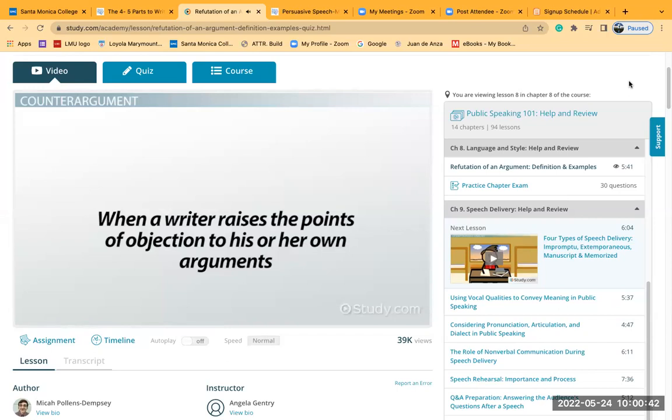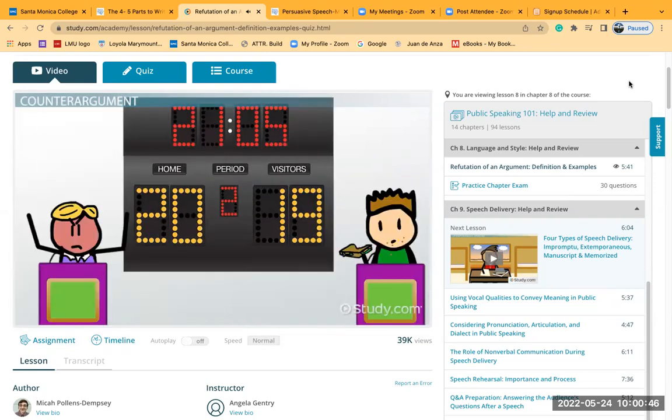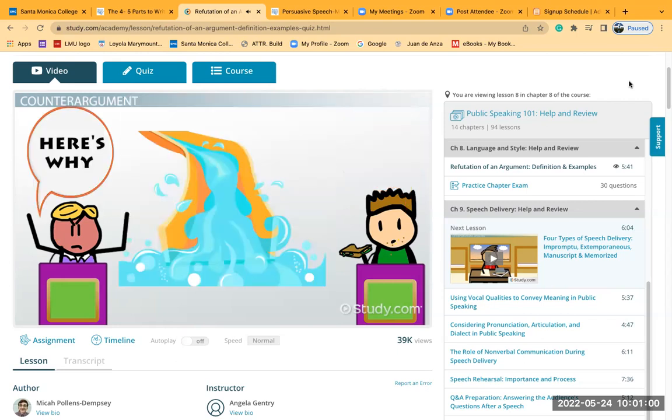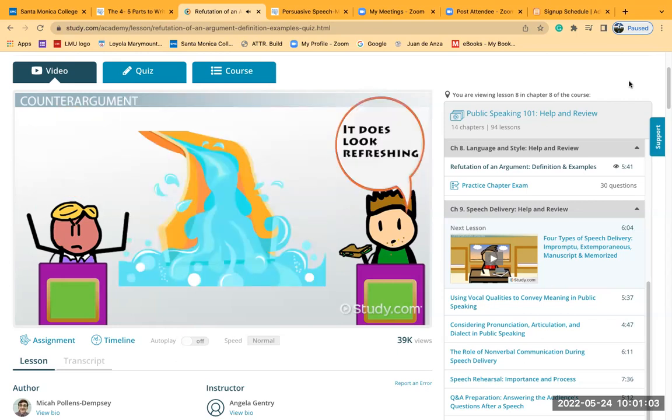When a writer raises the points of objection to his or her own arguments in the context of a paper, we call it a counter-argument. A counter-argument, though, differs from a refutation. When a writer presents a counter-argument, it acknowledges the opposing perspective's viewpoints or evidence for taking a given position. A refutation, on the other hand, takes this a step further by actually presenting evidence to disprove the opposing arguments.